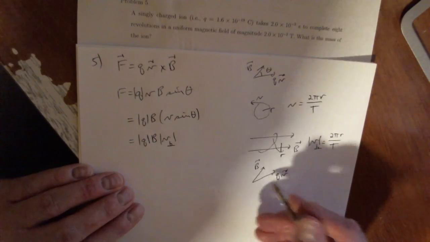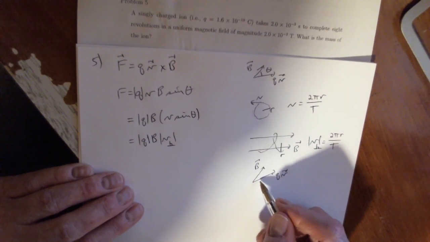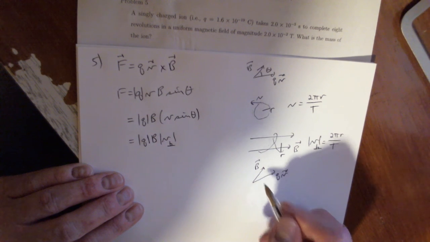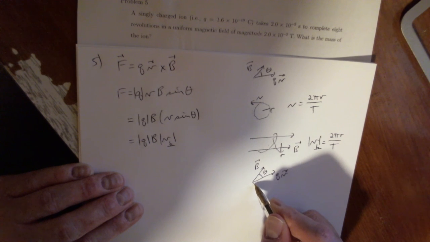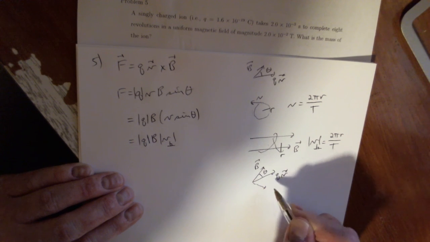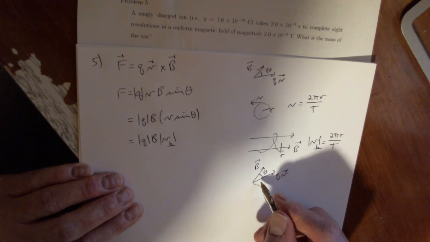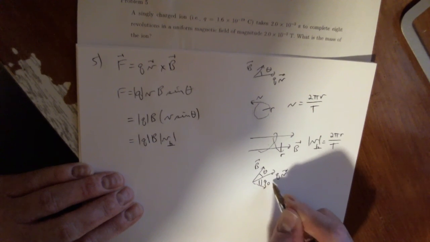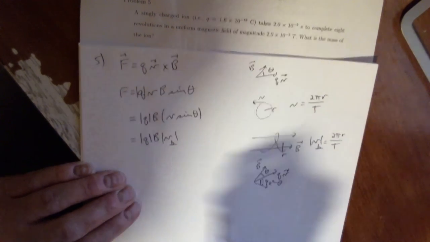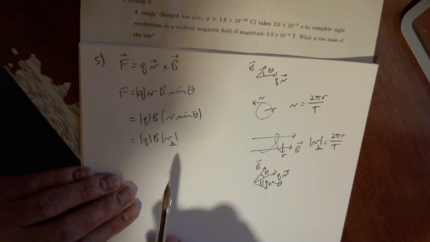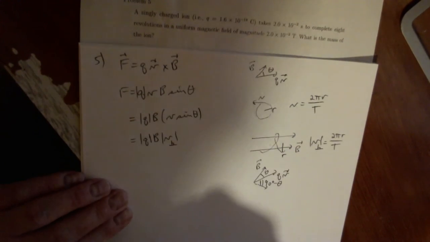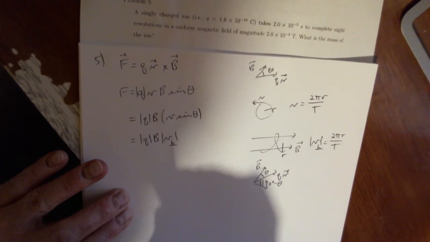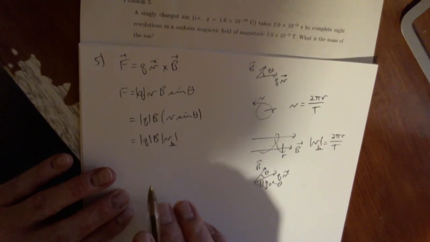So the component of QV parallel to B goes like QV cosine theta, where this is theta, and the component of QV perpendicular to B goes like QV sine theta, or QV cosine of 90 minus theta, which is QV sine theta. Okay, so in any case, V sine theta is V perpendicular. And that is your Lorentz force, the force on the charged particle moving in the B field.